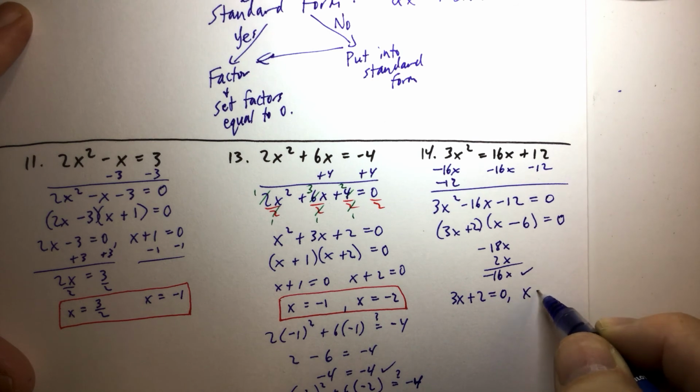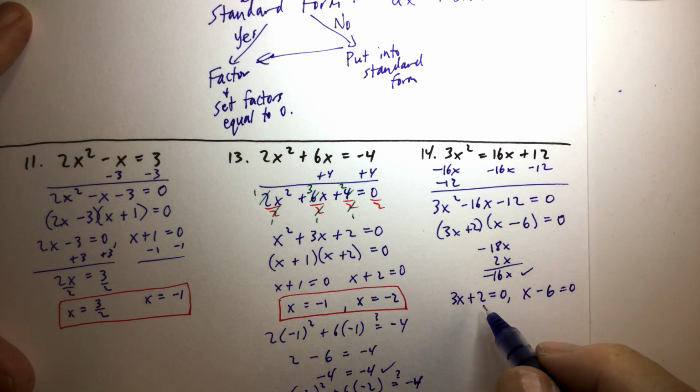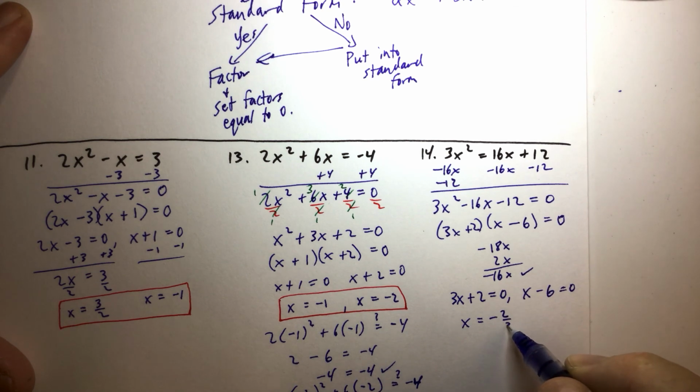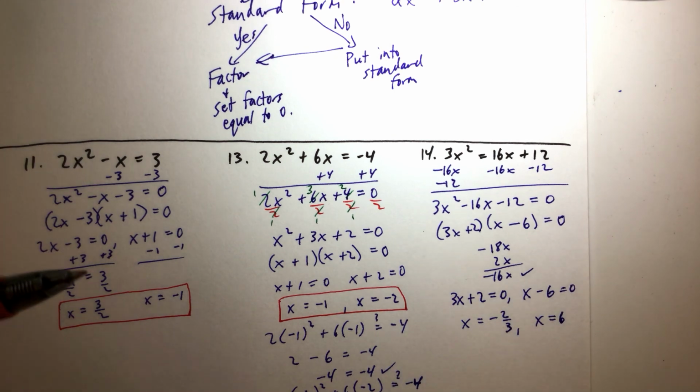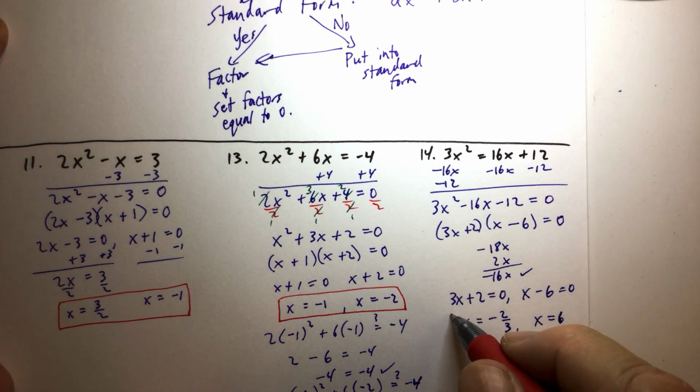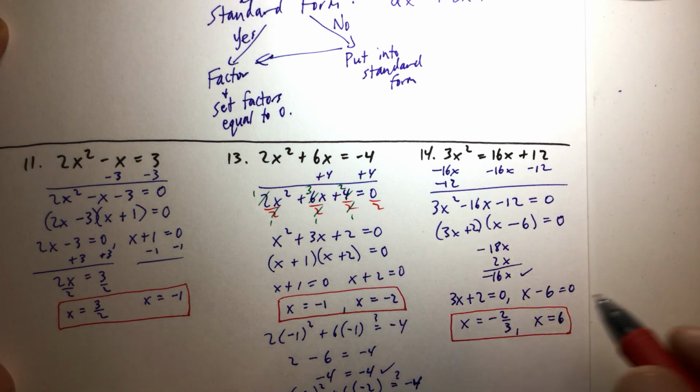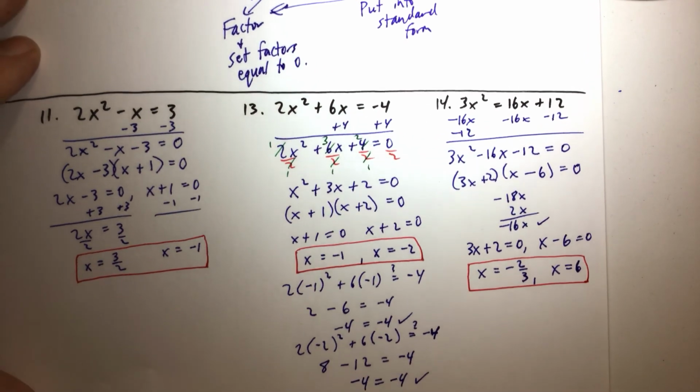With a little bit of work, subtract 2, divide by 3, and we would get negative 2/3. Add 6 to both sides, and we would get positive 6. You could check for yourself to see if those two solutions make the original equation true, and you would see that they do. That's it for this video.